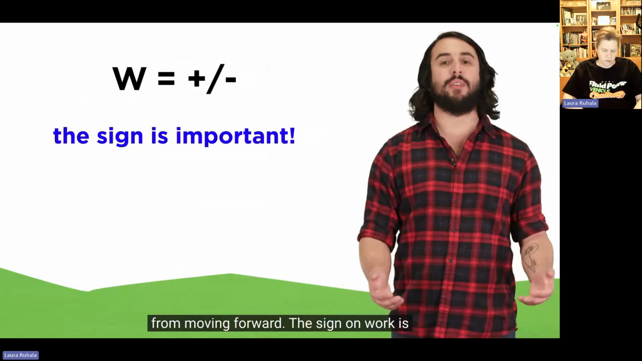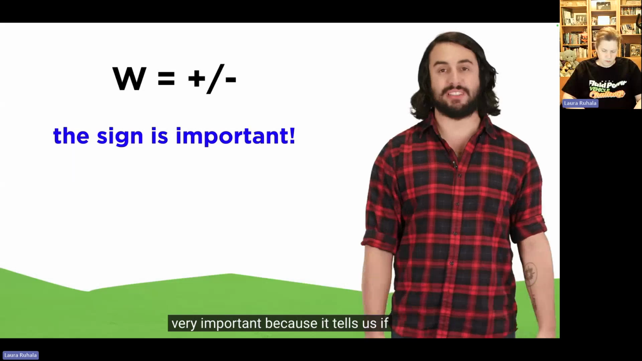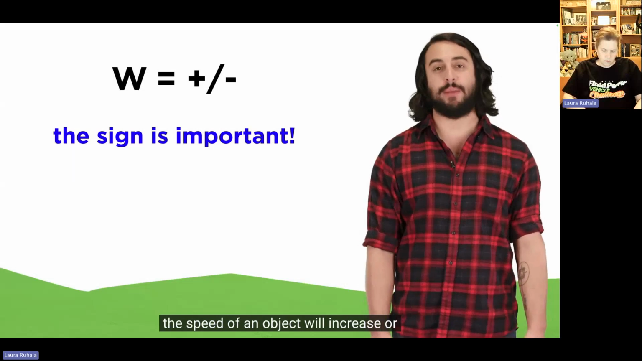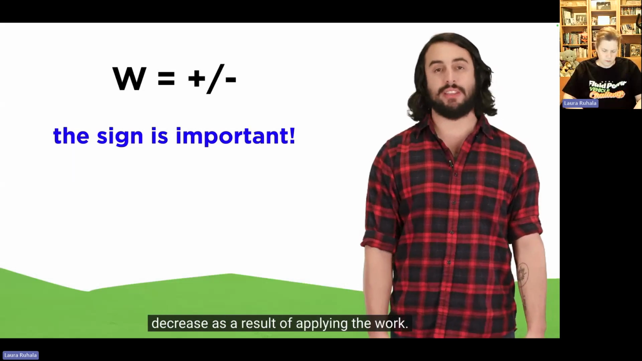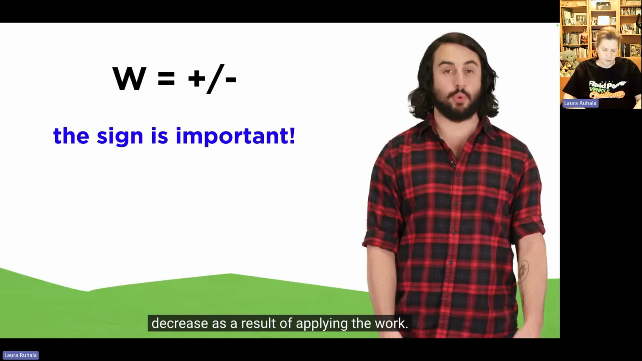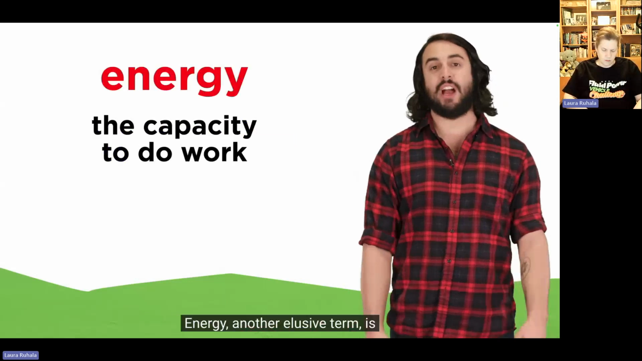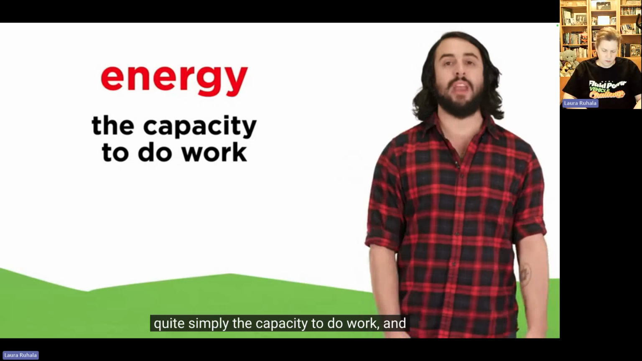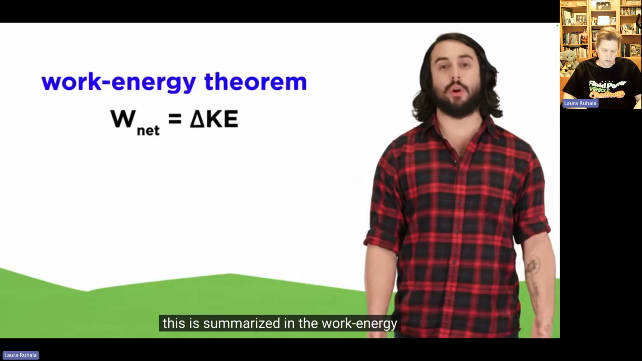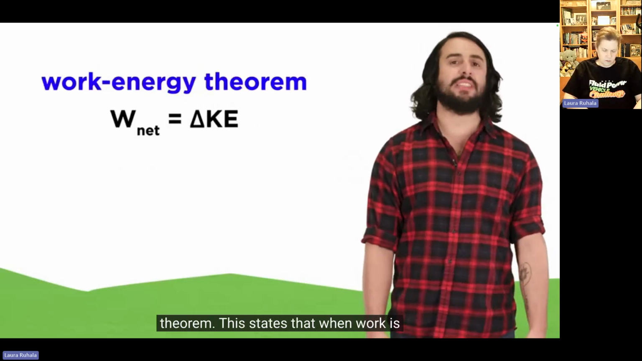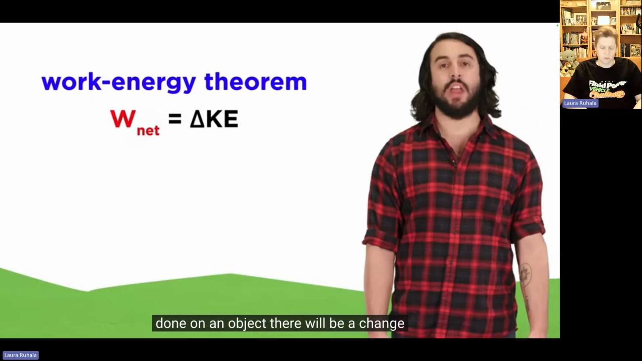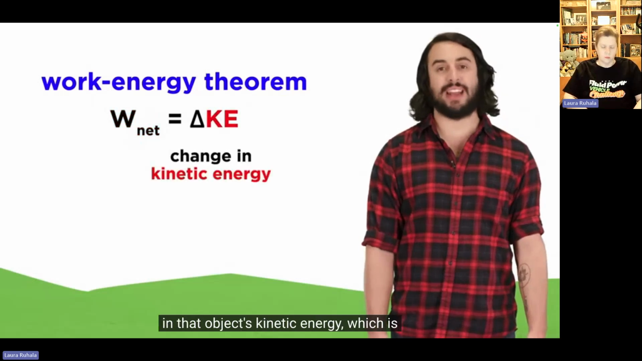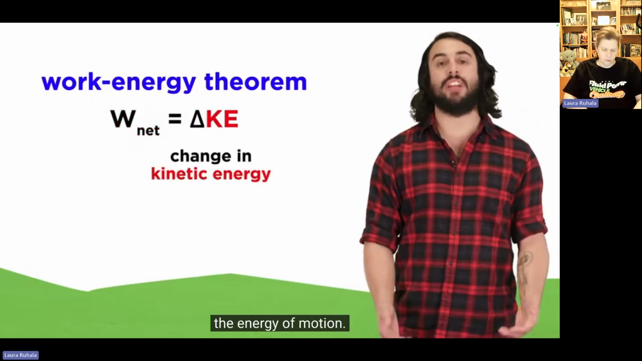The sign on work is very important because it tells us if the speed of an object will increase or decrease as a result of applying the work. Energy, another elusive term, is quite simply the capacity to do work, and this is summarized in the work-energy theorem. This states that when work is done on an object, there will be a change in that object's kinetic energy, which is the energy of motion.